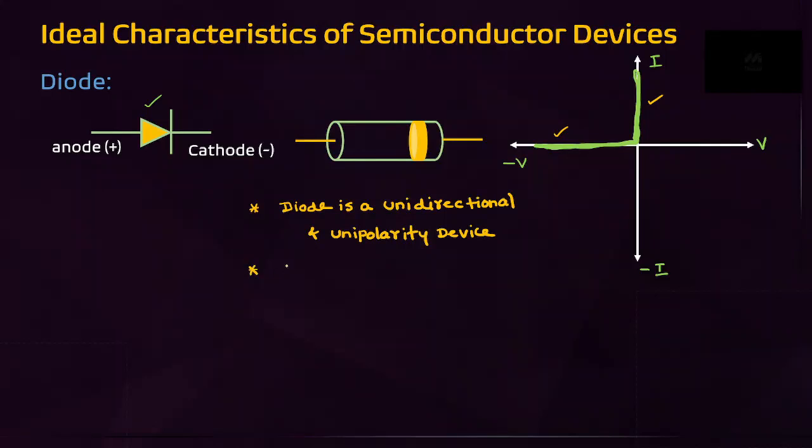Diode is an uncontrolled device. This you already know. Diode is which device, friends? It is an uncontrolled device. Diode blocks which voltage? Reverse voltage. Allows which current? Forward current.